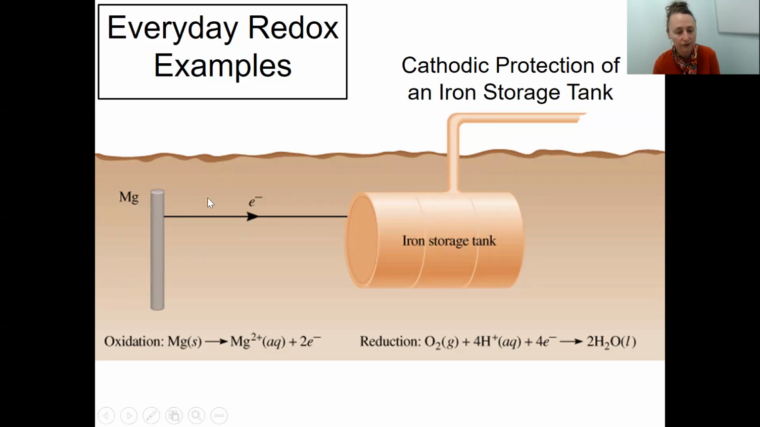But you will have to remember, or whoever has these iron storage tanks has to remember, that their magnesium rods or cathodic protection rods have to be replaced, because they will disintegrate as the electrons are used up and magnesium ion is produced. So that's just a few examples of redox in our everyday lives, but there are many, many more, and I encourage you to learn more about those or recognize them when you see them.